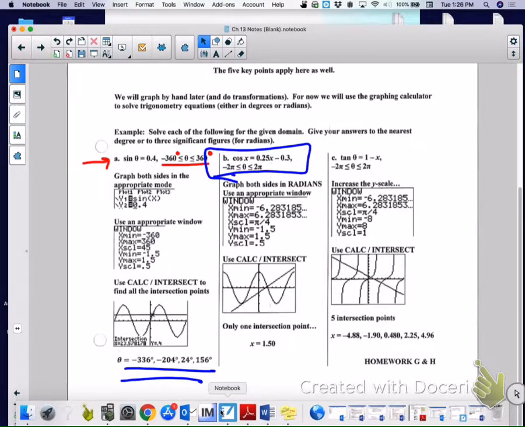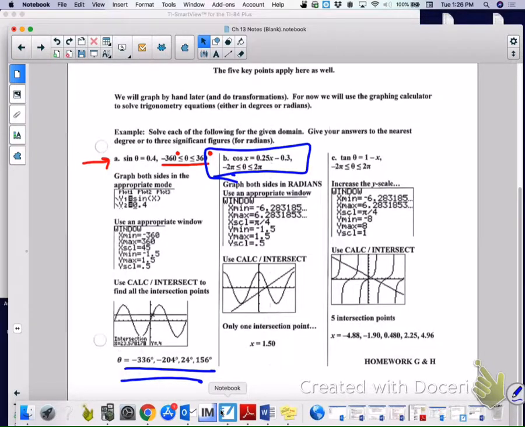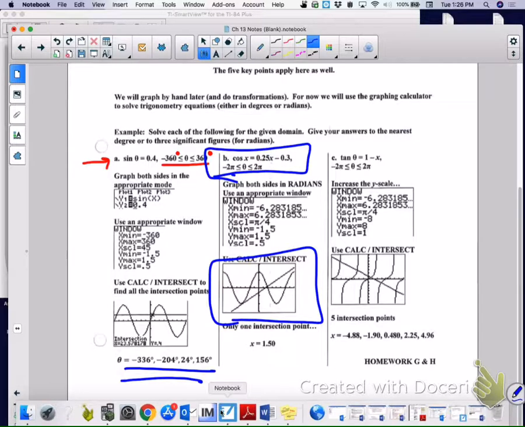All right, sorry about that. The calculator just crashed. I had to shut it down. So this is what it looked like on your calculator. You're just going to go back to that spot there again under your calculate and go to intersect, and you can find that point. And it turns out to be just 1 point again, which would be x equals 1.5.